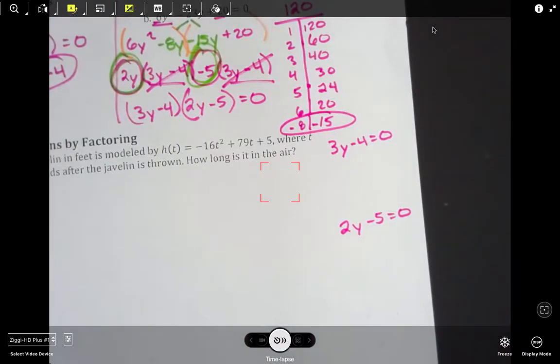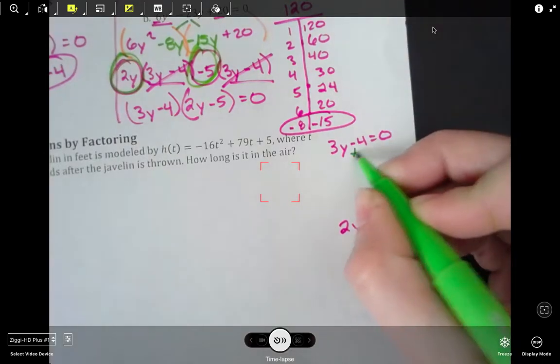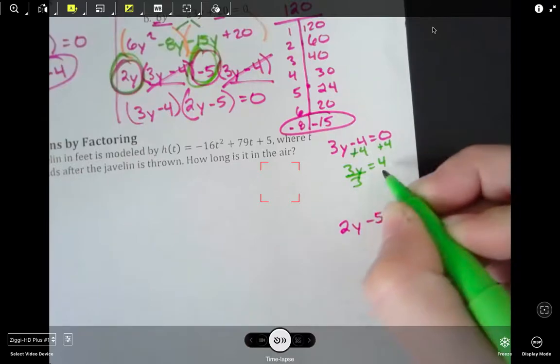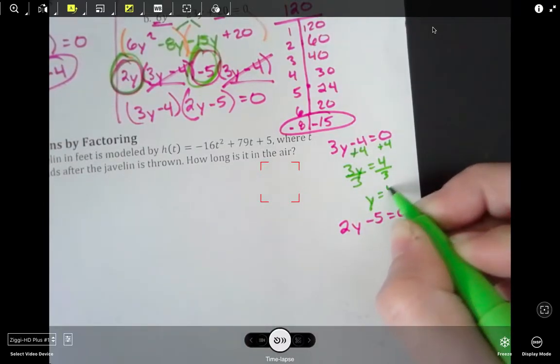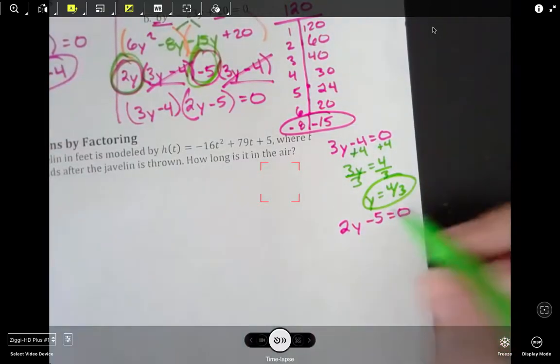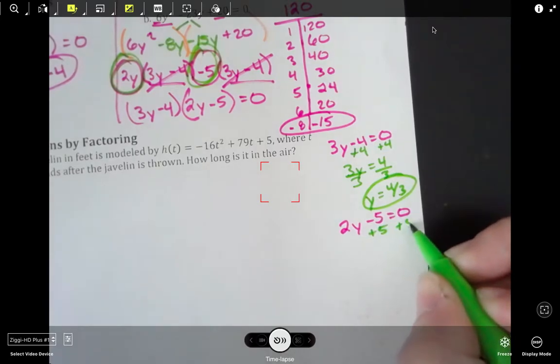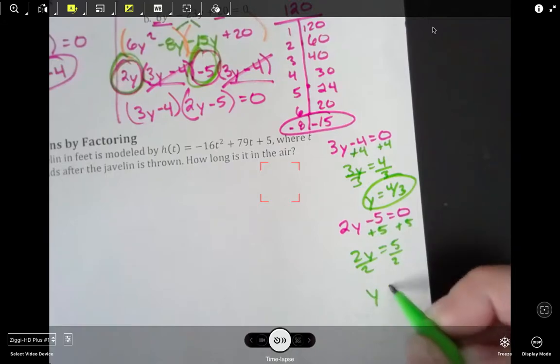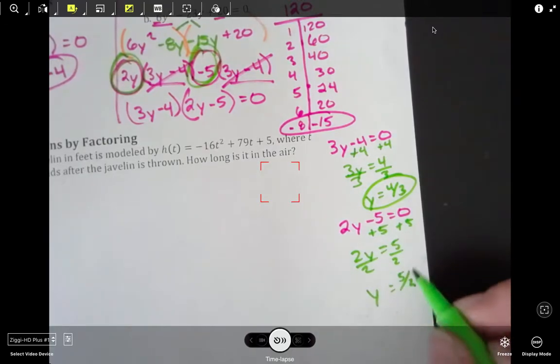Okay? 3y minus 4, we set that equal to 0. We add 4, so 3y equals 4. And then divide by 3. So y equals 4 over 3. Okay? And here we add 5. 2y equals 5. Divide by 2. y equals 5 over 2.